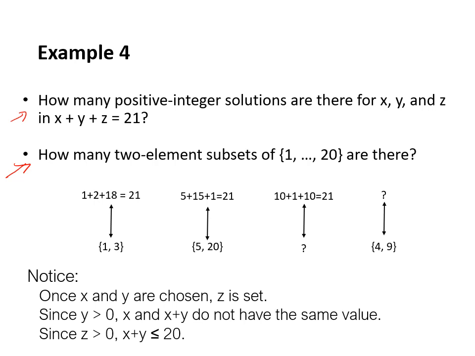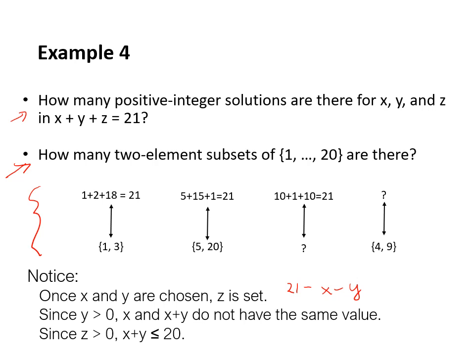There are a couple of things to notice here to set up this correspondence. First, note that once x and y are chosen, z is set. So z is going to be equal to 21 minus x minus y. We cannot choose z, and so we can disregard it. Also, since y is greater than 0, x and x plus y do not have the same value. So x and x plus y will definitely be different. And since z is greater than 0, we know that x plus y has to be less than or equal to 20. So here are a couple of examples showing how we set up the correspondence.